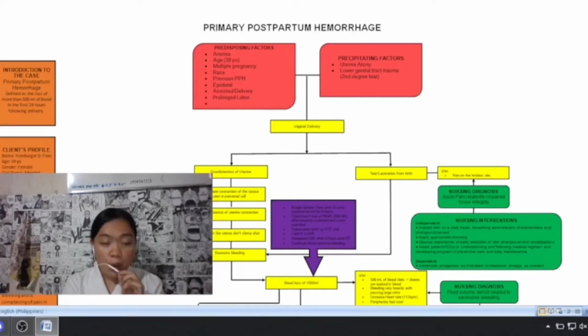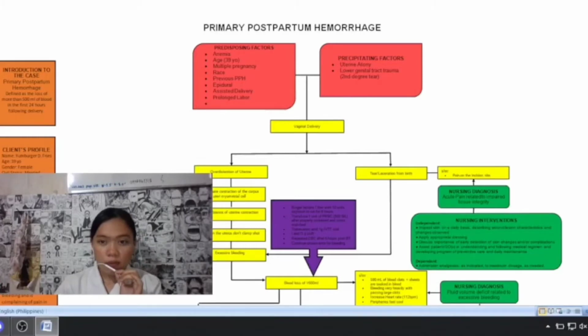So anemia, since the patient has a low hemoglobin level, lower than 11 grams per deciliter. Anemia is a risk factor of postpartum hemorrhage because it impairs the contractility of the myometrial cell, which is responsible for the contraction in the uterus.